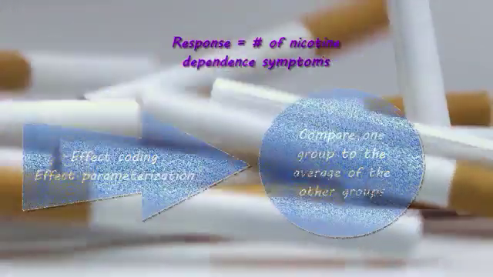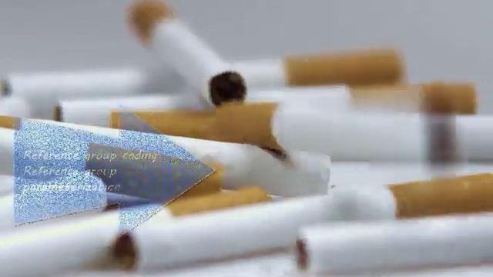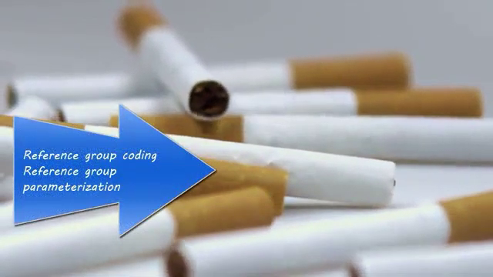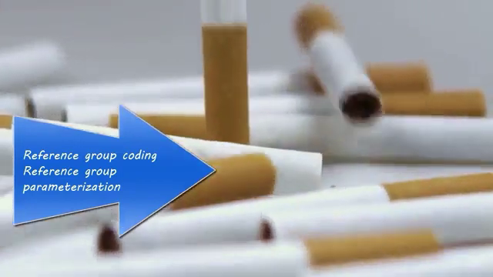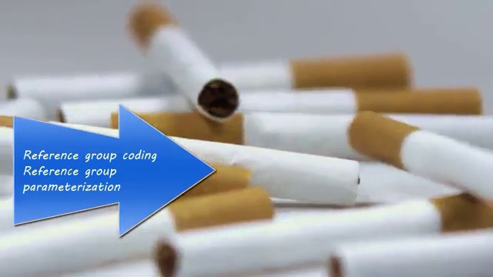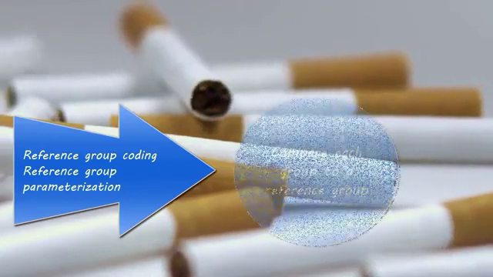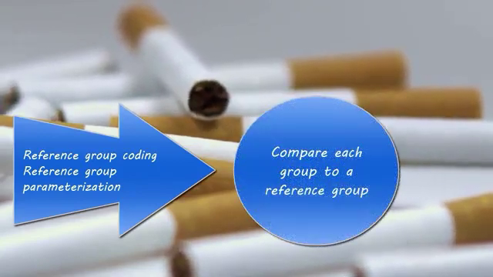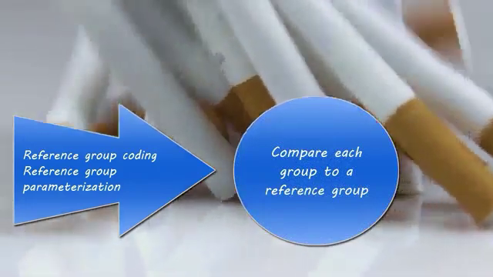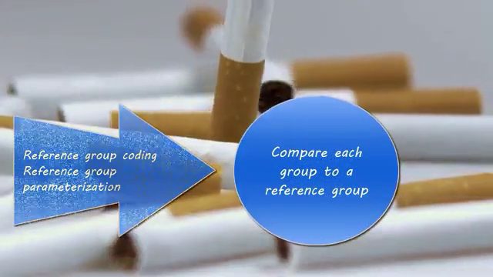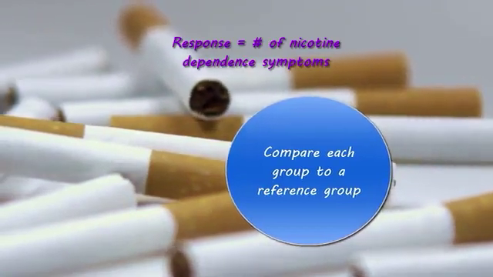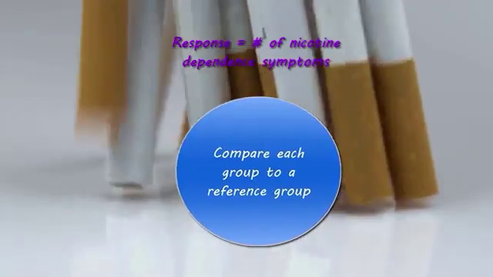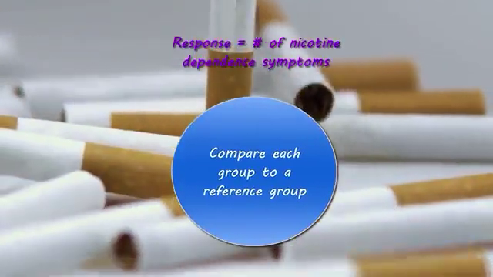In this course, we're going to use one of the most basic parameterizations, which is called reference group coding or reference group parameterization. This method is very similar to the post hoc pairwise comparisons that you may have conducted as a follow-up to running an analysis of variance in the second course of this specialization, Data Analysis Tools. That is, reference group coding allows us to compare each group of our explanatory variable, referred to as the comparison groups, to another group, which is referred to as the reference group. For example, if our response variable is number of nicotine-dependent symptoms, reference coding allows us to compare number of nicotine-dependent symptoms for each group of our categorical variable to a designated reference group.